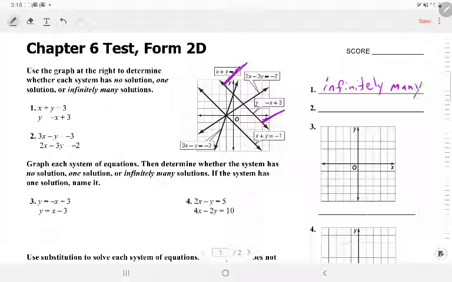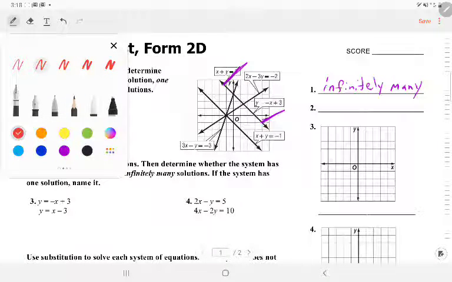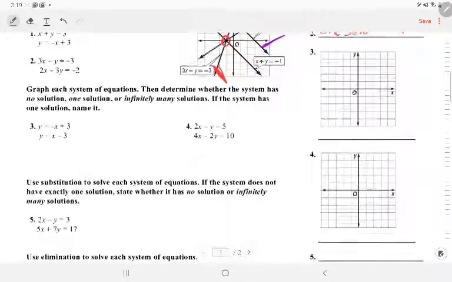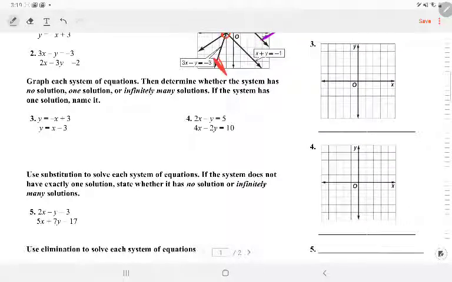Okay, then the next one is, let's change color. It is 3x minus y equals negative 3. So it's this line. And we have 2x minus 3y equals negative 2. That's this line. So they're going to cross right here. And so that would be one solution. All right. So now let's talk about number 3 and 4.